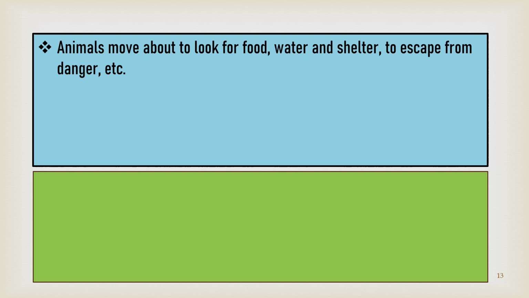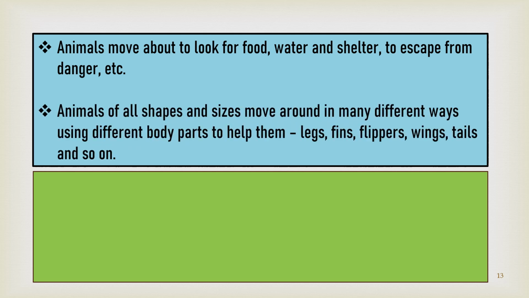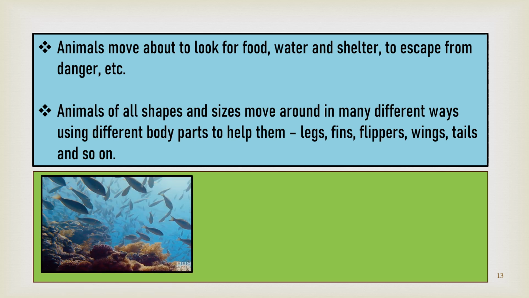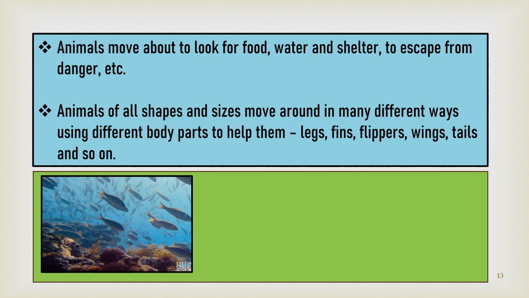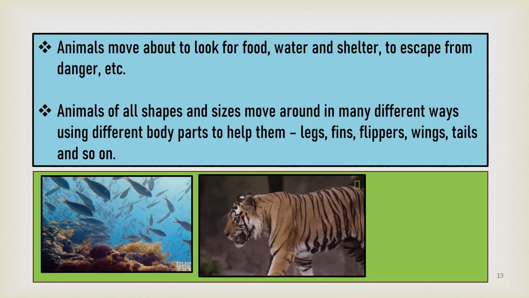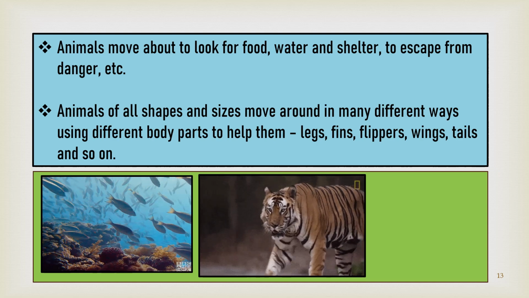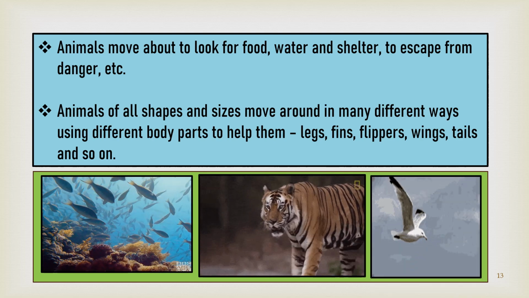Animals move about to look for food, water, and shelter, and to escape from danger. Animals of all shapes and sizes move around in many different ways using different body parts to help them. Legs, fins, flippers, wings, tails, and so on. A fish uses its fins, a tiger uses its legs, and a bird uses its wings.